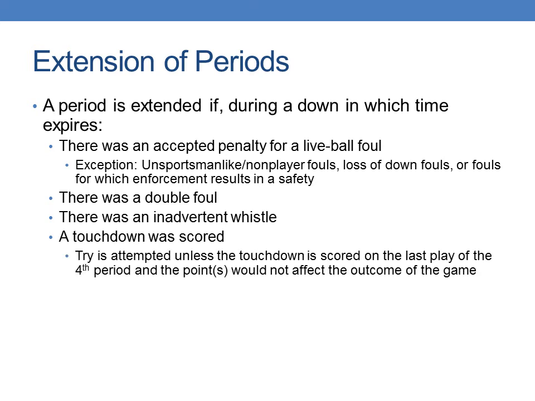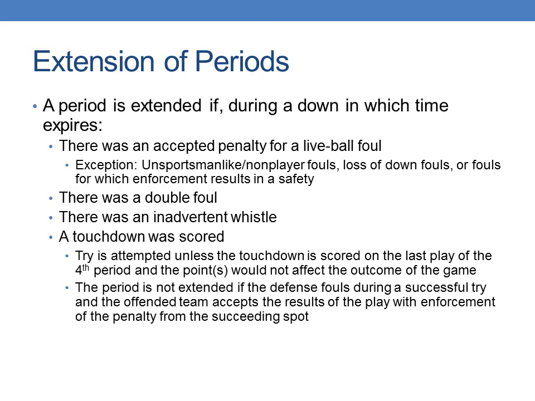There are some exceptions here. We will not attempt the try if the touchdown was scored on the last play of the fourth period and the points would not affect the outcome of the game. So if the team that scored is in the lead or trails by more than 3, the points would not affect the outcome of the game. If they're in the lead, B cannot score, so there's no chance for B to come back. If they're down by more than 3, they can't tie, so the game would end.